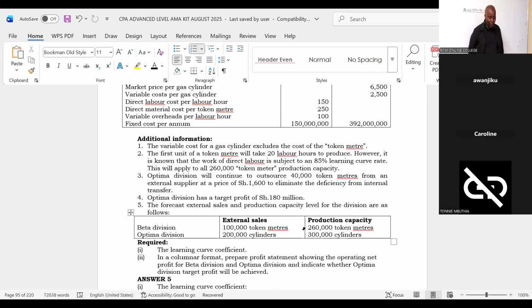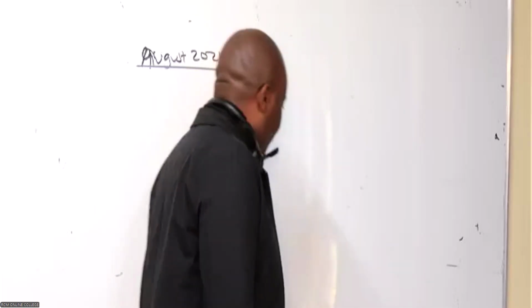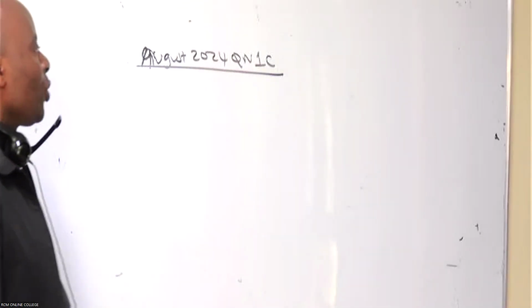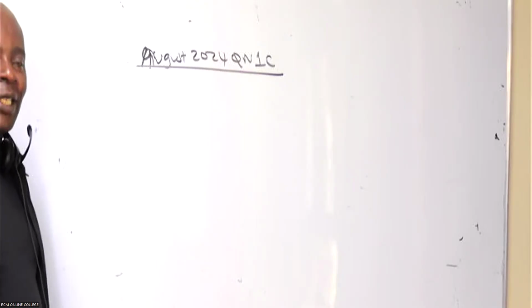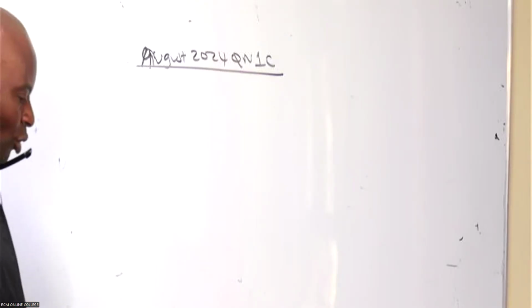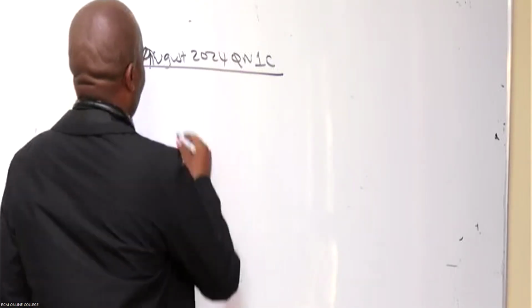Production capacity, you can see there, Beta has 260,000 token meters, 300,000 cylinders. Required, they want us to give them the learning curve coefficient. Do they still remember the learning curve equation? So for the learning curve, they want us to just give them the value of B. That's very easy, but you can just go ahead and do the whole of it, the prediction.